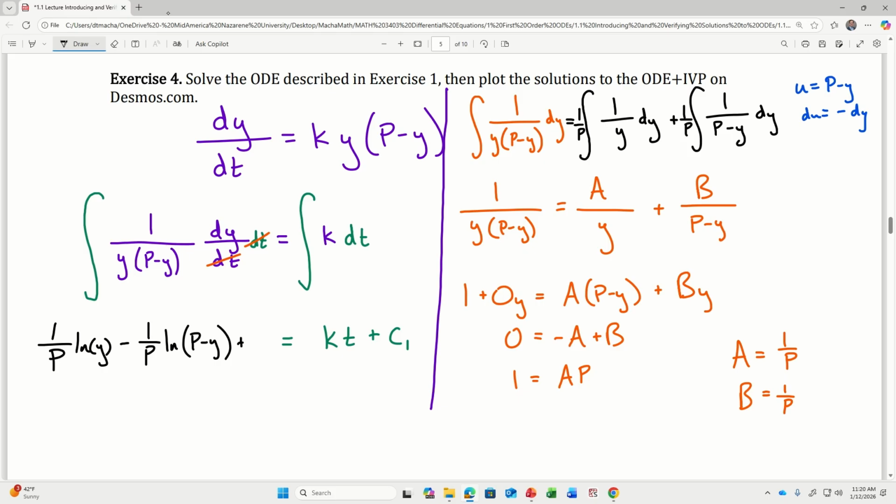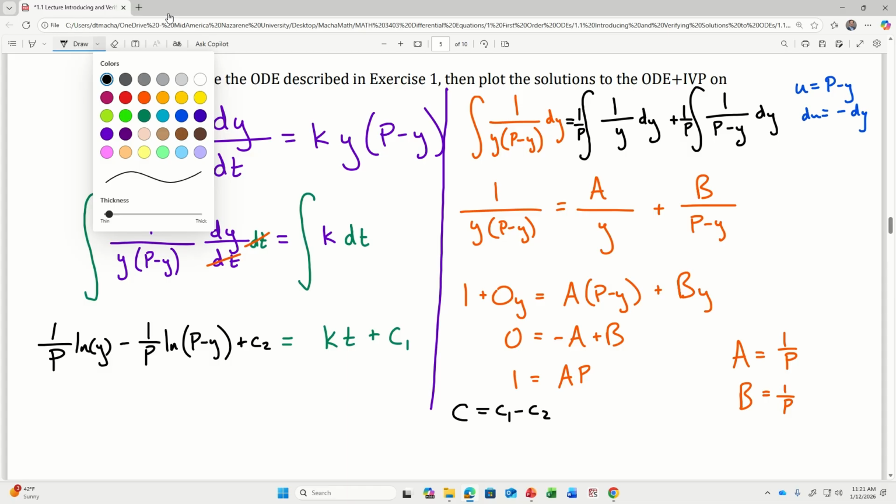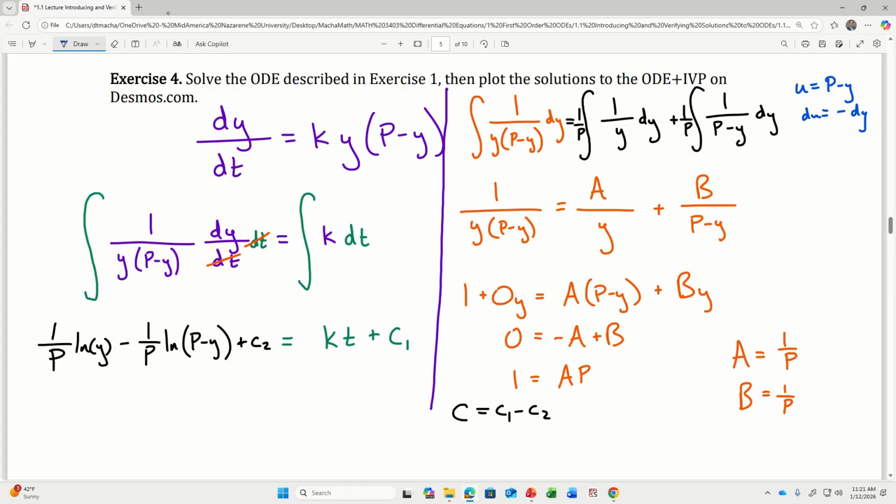And since we're taking an antiderivative, we get a little constant. But you guys probably know this. If I've got an arbitrary constant on the right side and an arbitrary constant on the left side, I could call c equals c1 minus c2. And that way I can get rid of one of those c's. And then the next step I have something like, how to write this? On the right side, we'll say kt plus c. On the left side, we've got 1 over p.